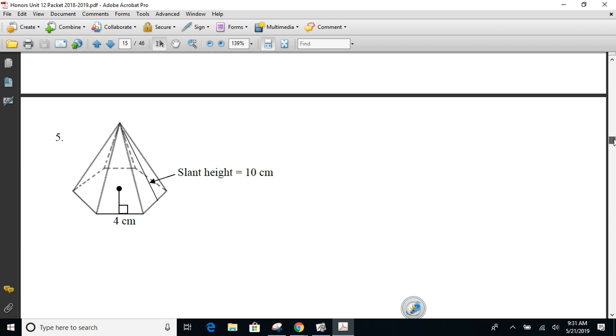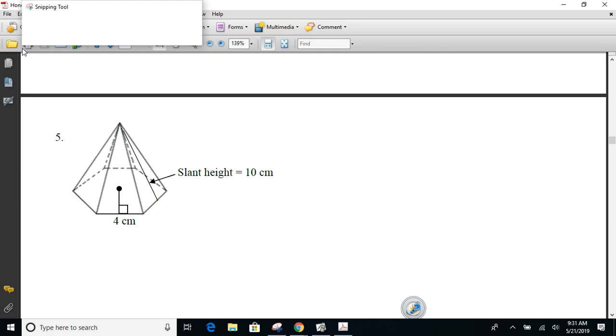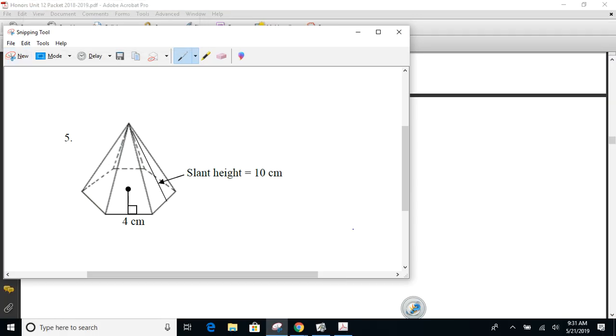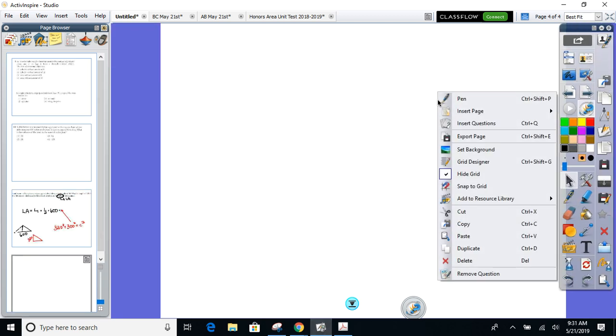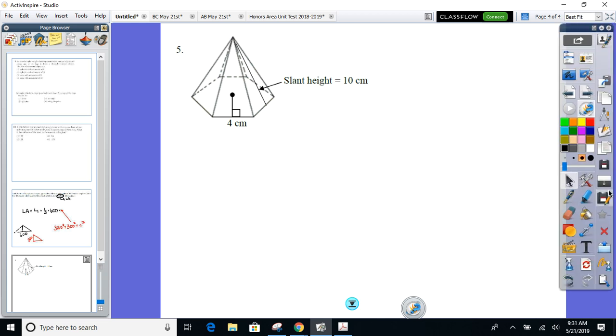All right, what are we tackling? Oh, the old hexagonal prism, yes. And this was surface area. Okay, surface area. How many triangles does it have, Nika? I'm going to do lateral area first. How many triangles does it have?